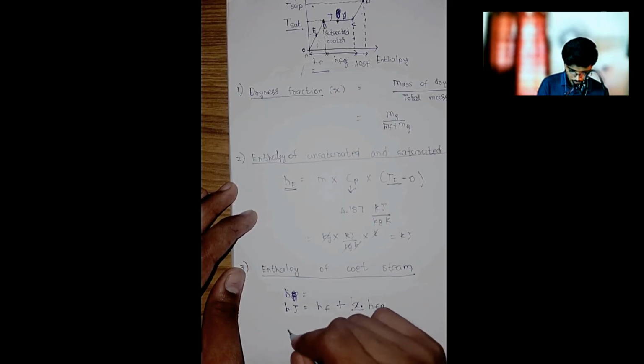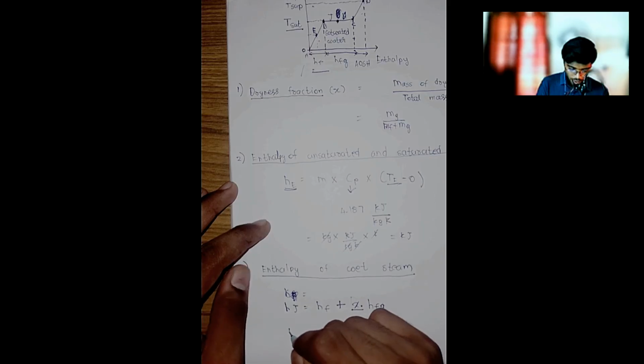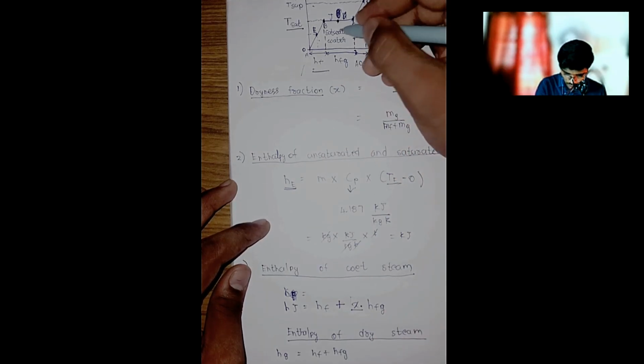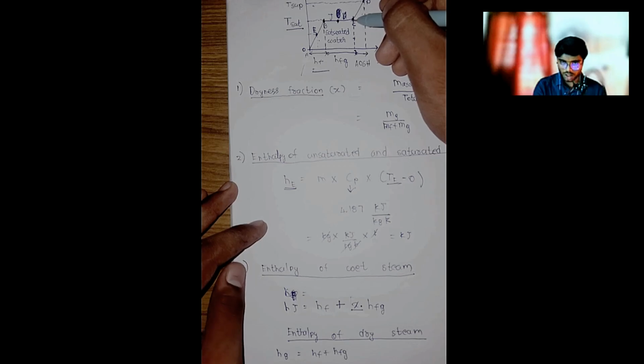And next, this is the enthalpy of dry steam. This is nothing but the total enthalpy present at this point, which is nothing but HF plus HFG. It is at that point because point C is where the entire water is converted into steam and there is no water left.